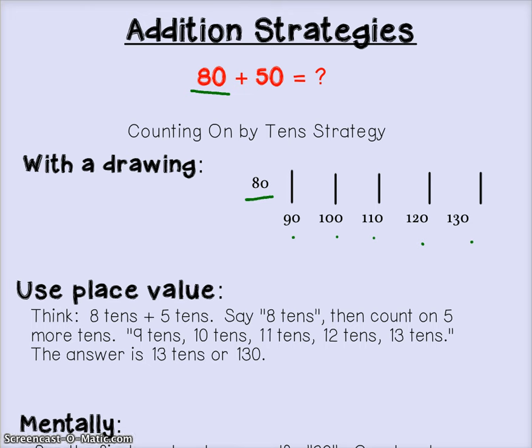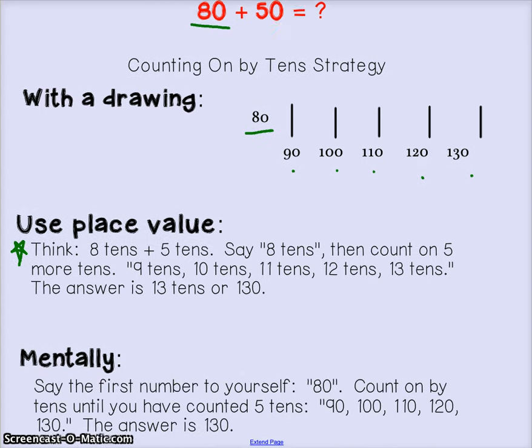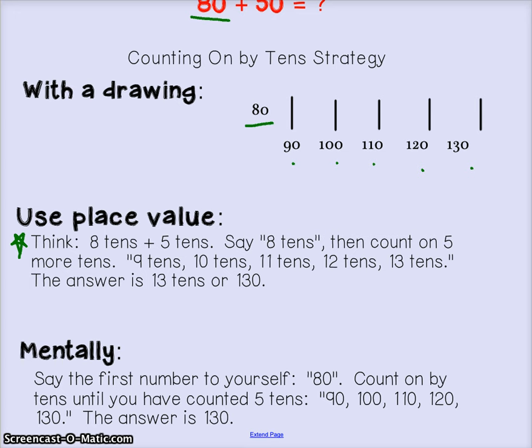So use your place value. Think 8 tens plus 5 tens. Say 8 tens and then count on 5 more tens. So 8 tens, 9 tens, 10 tens, 11 tens, 12 tens, 13 tens. The answer is then 13 tens or 130. Another way you can do this is solving it using just your mental self. Saying the first number to yourself, so 80, and then counting on by tens until you have counted 5 tens. So 80, 90, 100, 110, 120, and 130. The answer is then 130.